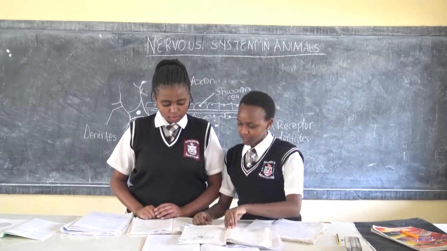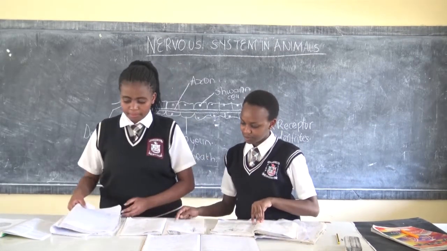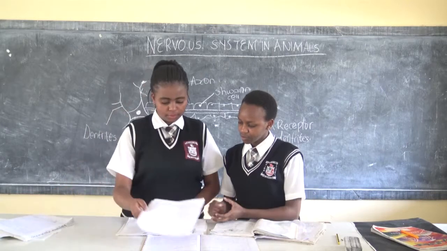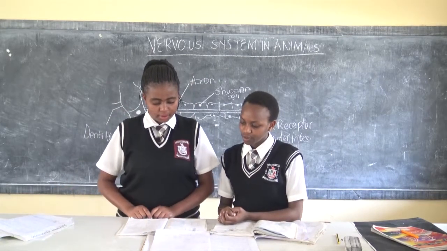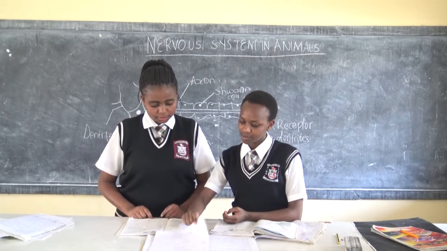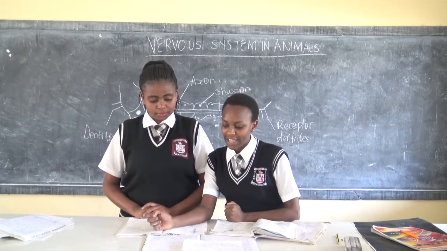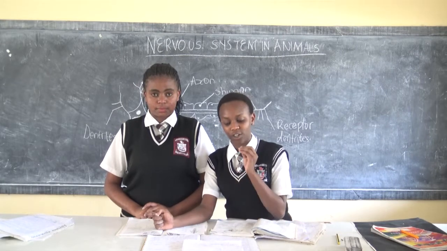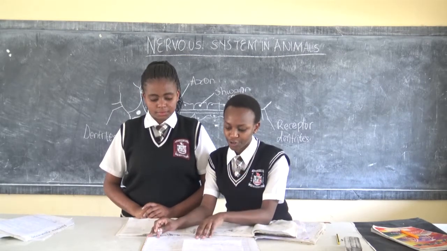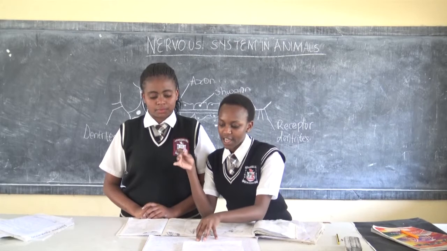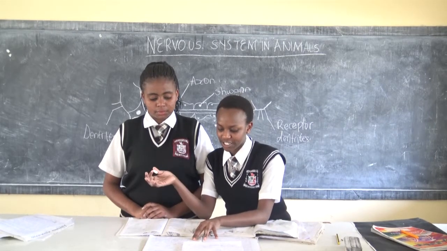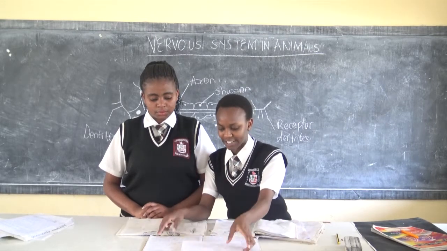So to move on, a nerve impulse is an electric signal that is transmitted along a nerve fiber. The neuron consists of a cell body and extensions that are called dendrites, as I've shown you just right now.